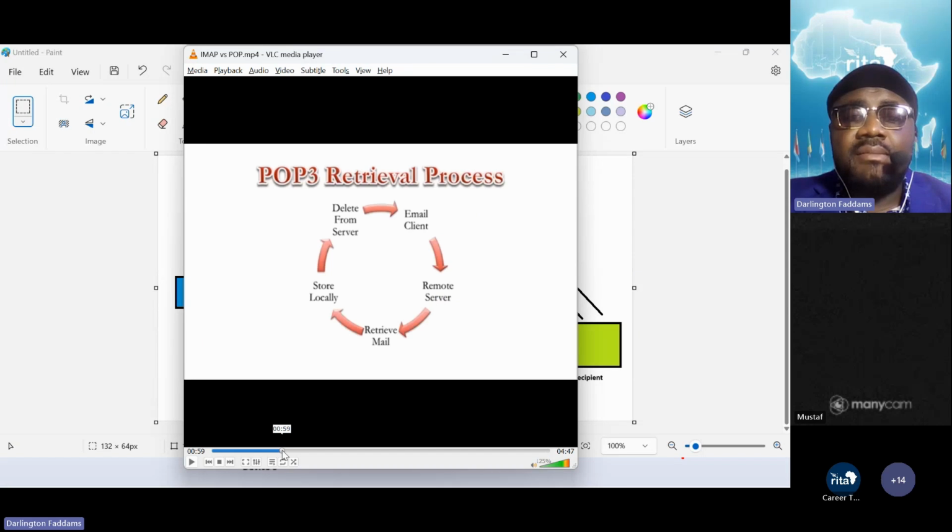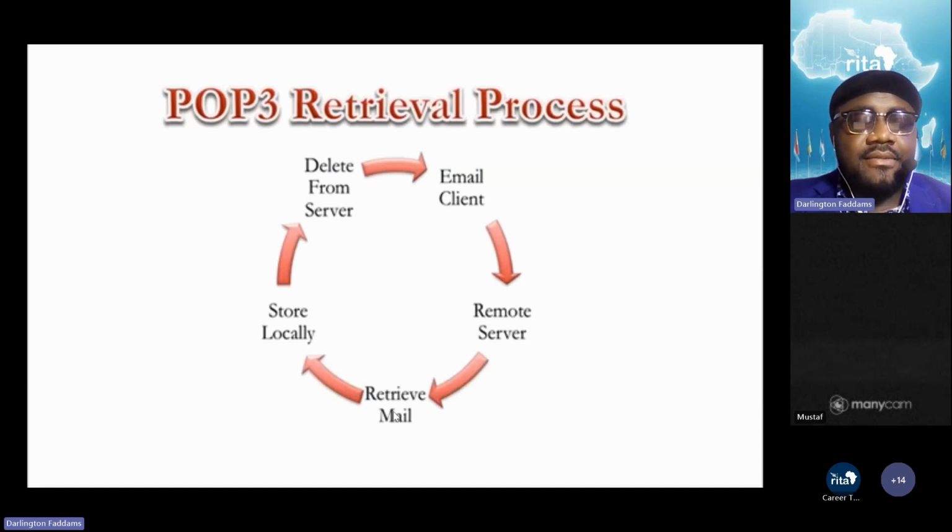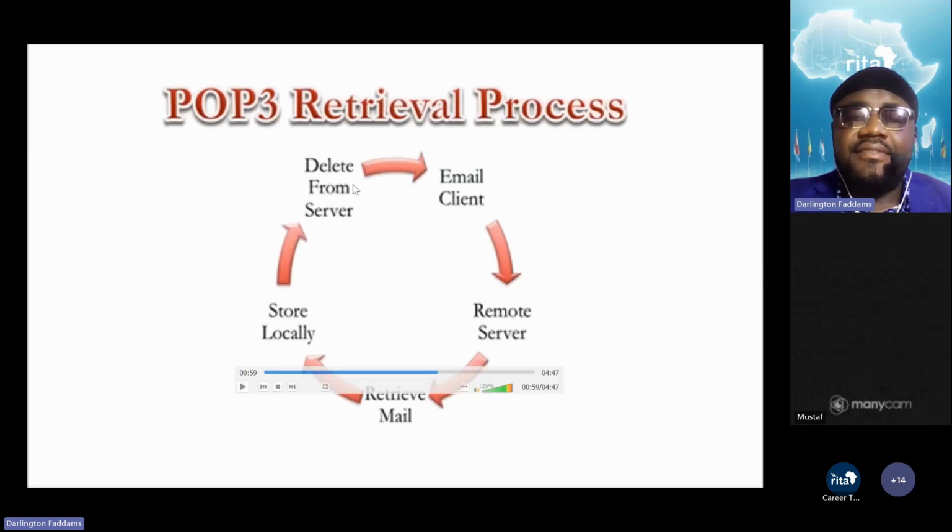Anytime you want to retrieve your message, your email client, which we'll be talking about shortly, connects to your remote server, which is your incoming mail server, and retrieves the mail. After retrieving it, it stores the mail locally. It stores the mail actually on your device. Then it will delete it from the server.